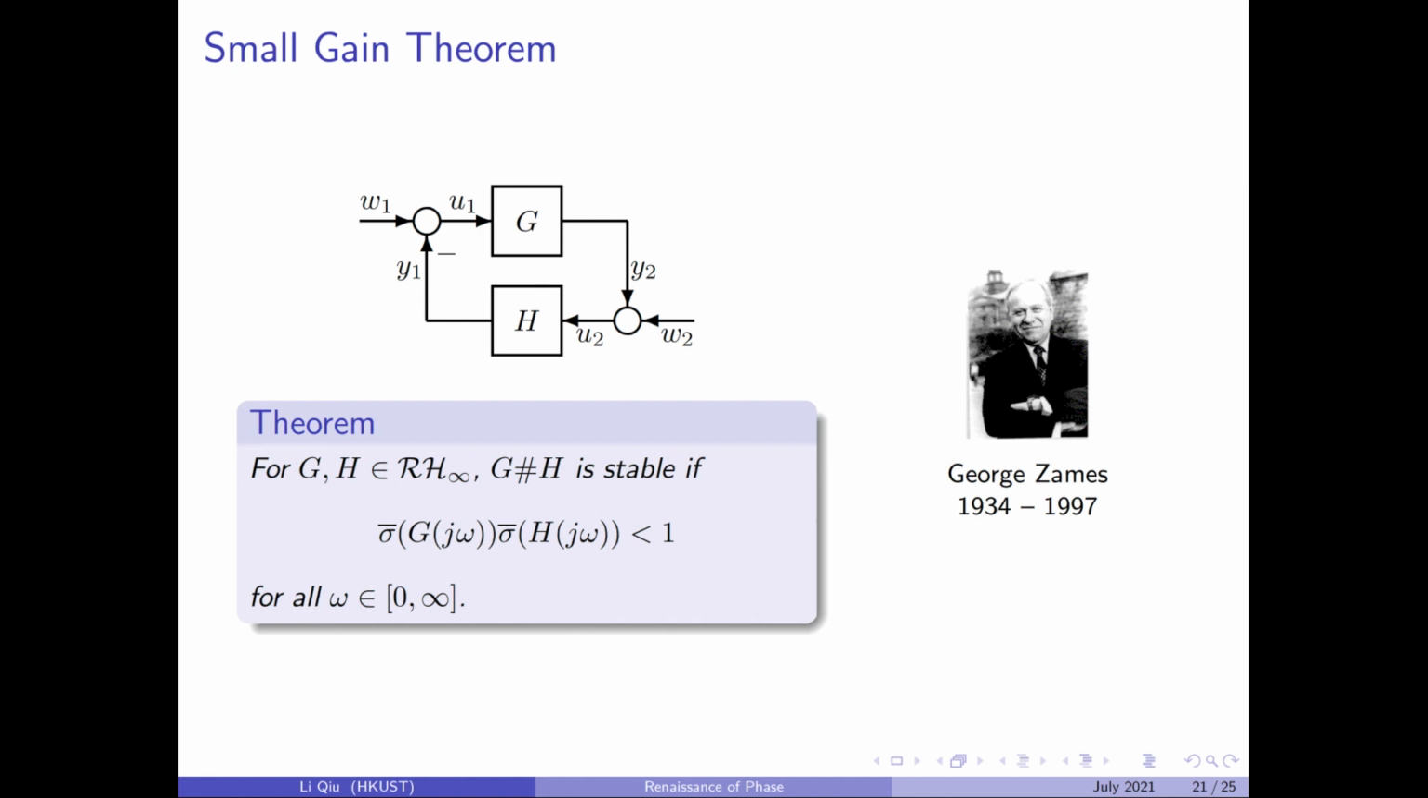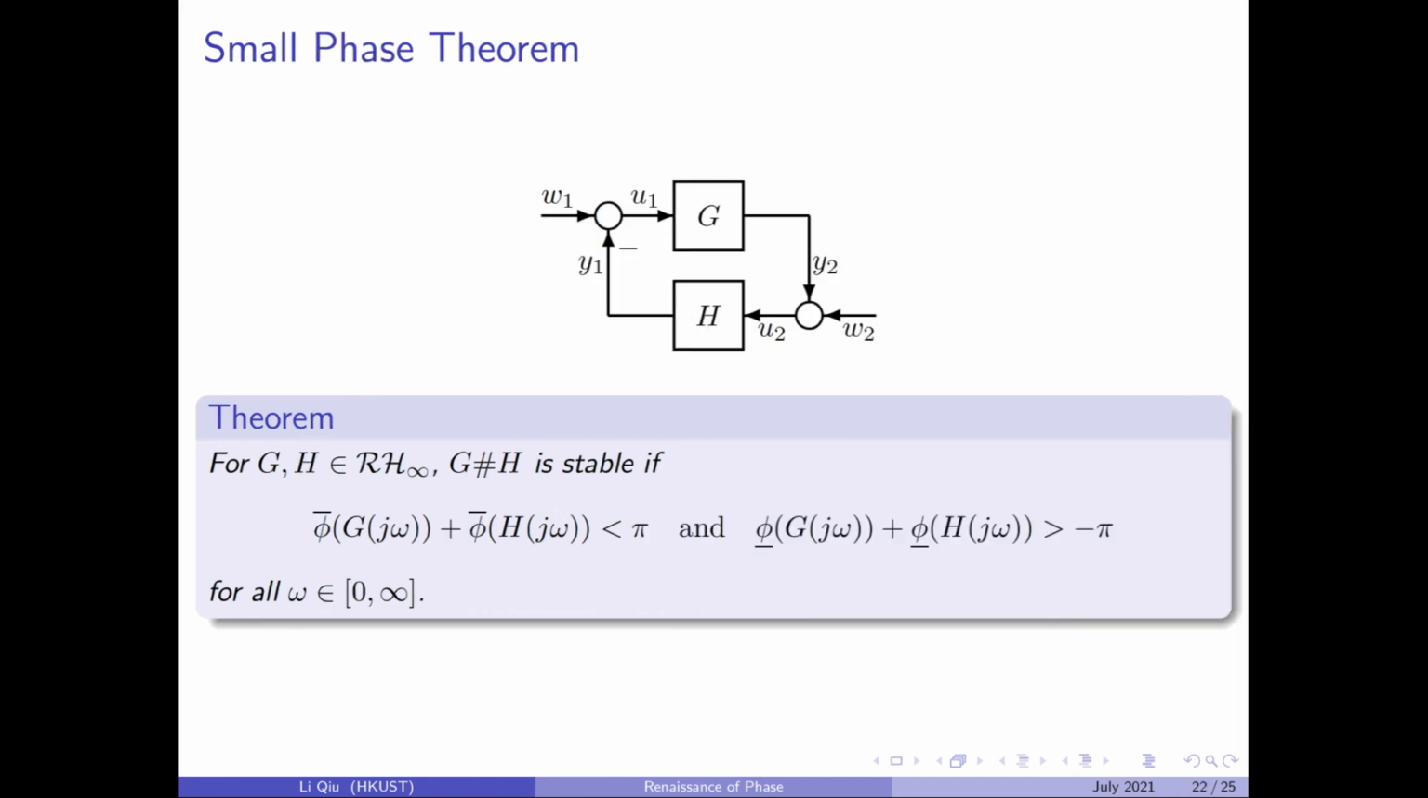The idea is to make sure that the gain of G, or the magnitude of G, and the magnitude of H multiplied together is less than 1. And then the system is stable. This is well known. This has maybe even a 50-year history. This is new. The small phase theorem is new. It says that if you really want to make sure that this system is stable, then you can just look at the phases of the individual components. As long as the phases added together are bounded above by pi and bounded below by minus pi. And then it takes 50 years for the small phase theorem to meet the small gain theorem.